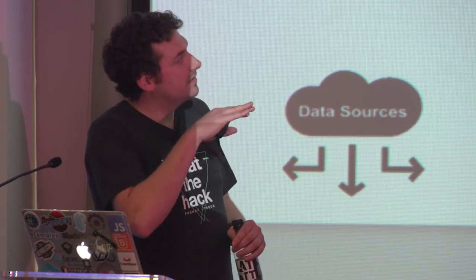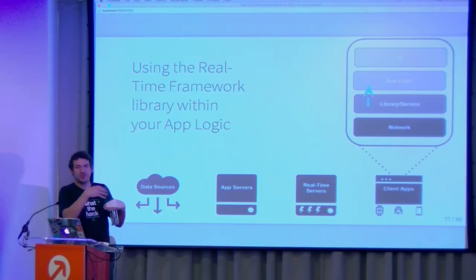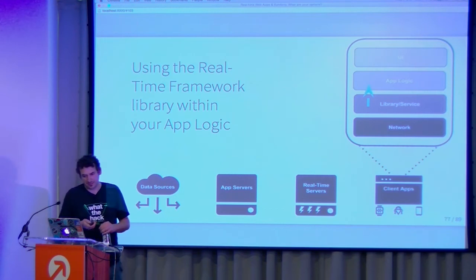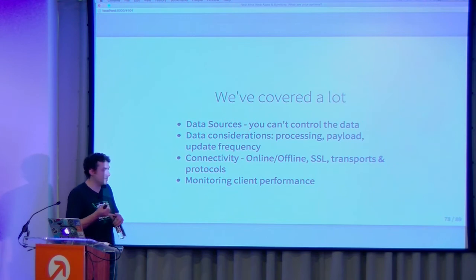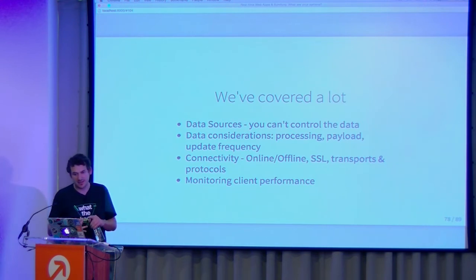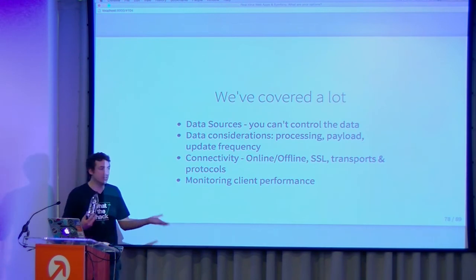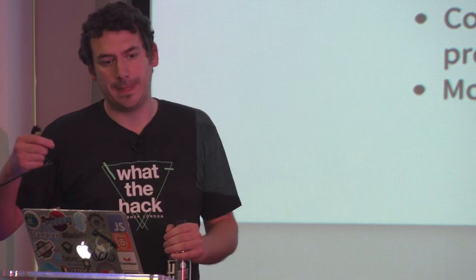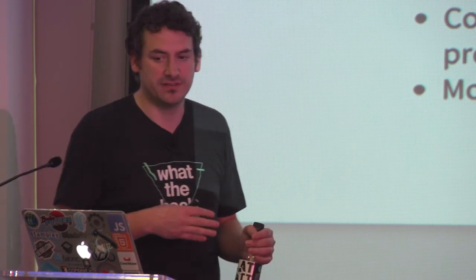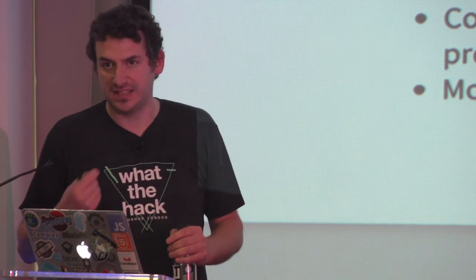So this is the bit where you've got your library now interacting with your application. So we've covered a lot of stuff to get to this point. We've talked about data sources, controlling your data, the data considerations, processing payloads and so on, the connectivity, online, offline, because obviously you need to feed that back to some sort of UI to tell the user, hey, you're offline right now, hey, you're online, or the performance monitoring stuff to say the data's stale, it's out of date.